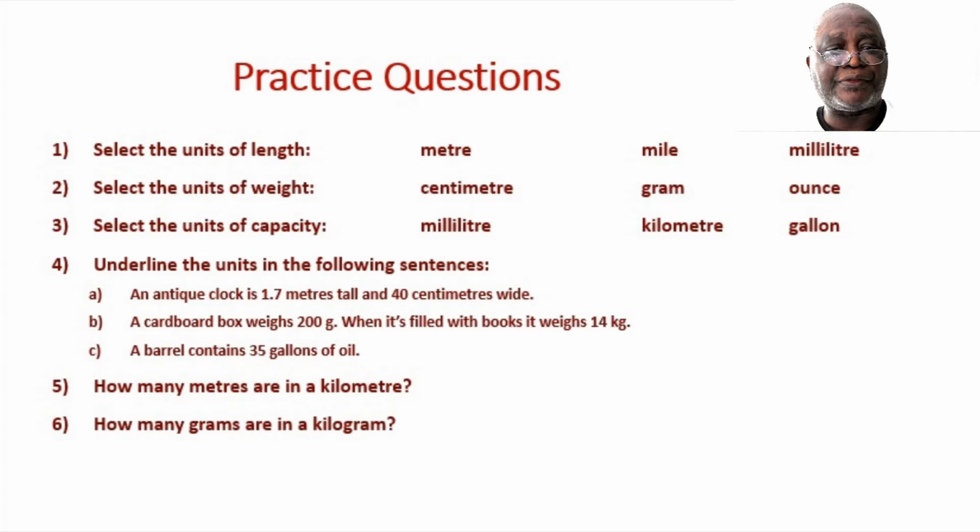Question 4, underline the units in the following sentences. Could be more than one, so look at it carefully. There are 3 items. I'm not going to read it for you. I want you to be able to read and understand what you're doing. I hope you've got your pen.